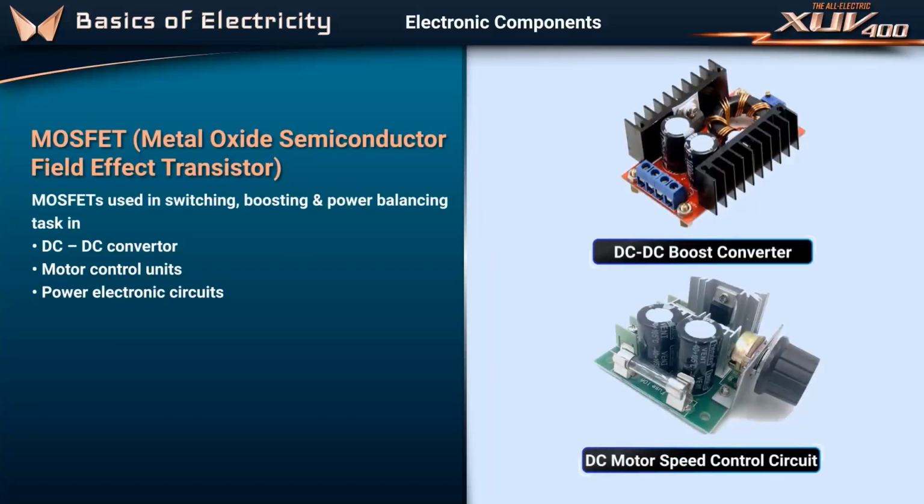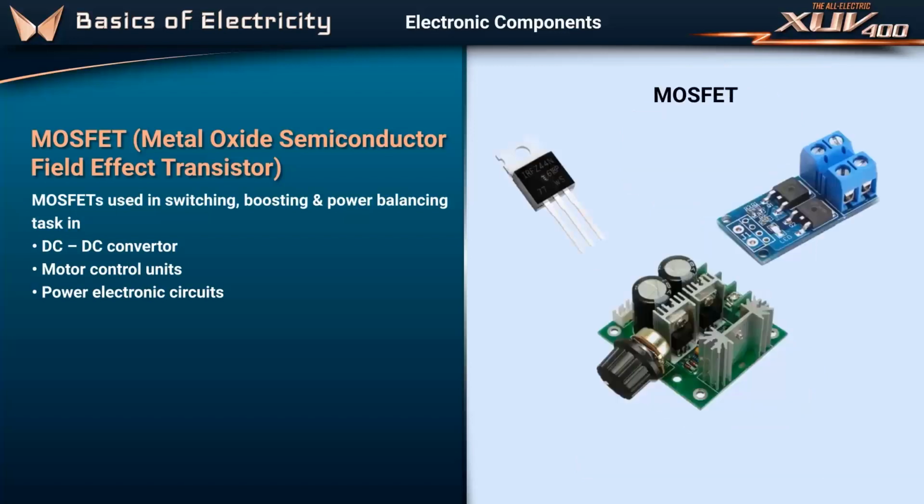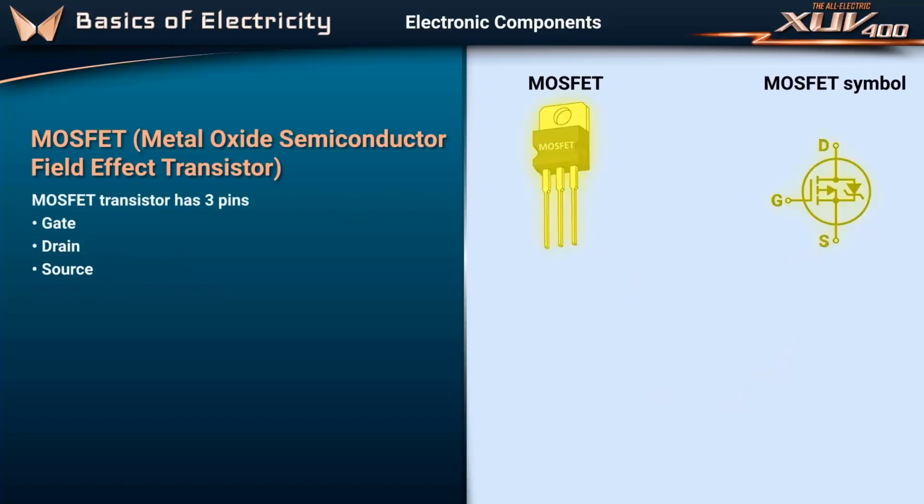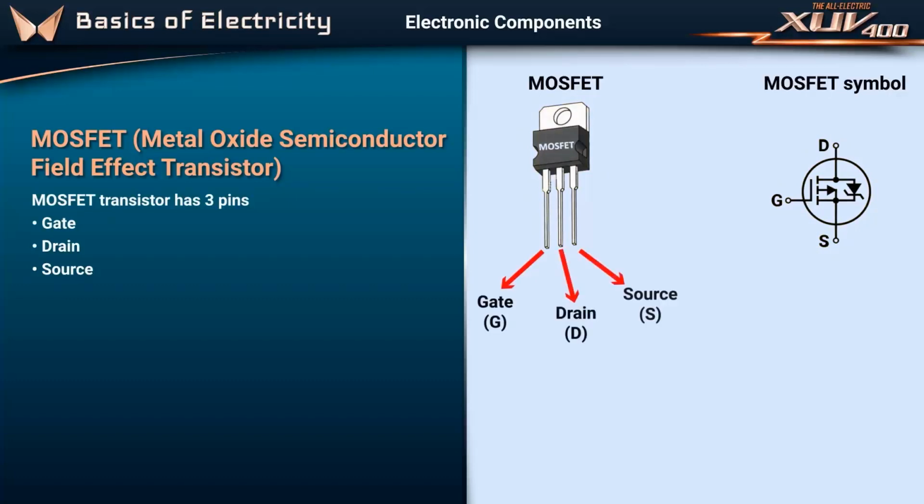MOSFET. MOSFETs are used in switching, boosting and power balancing tasks in DC to DC converters, motor control units, power electronic circuits. A MOSFET transistor has 3 pins: gate, drain, source. Note: locations may vary depending on the requirement.